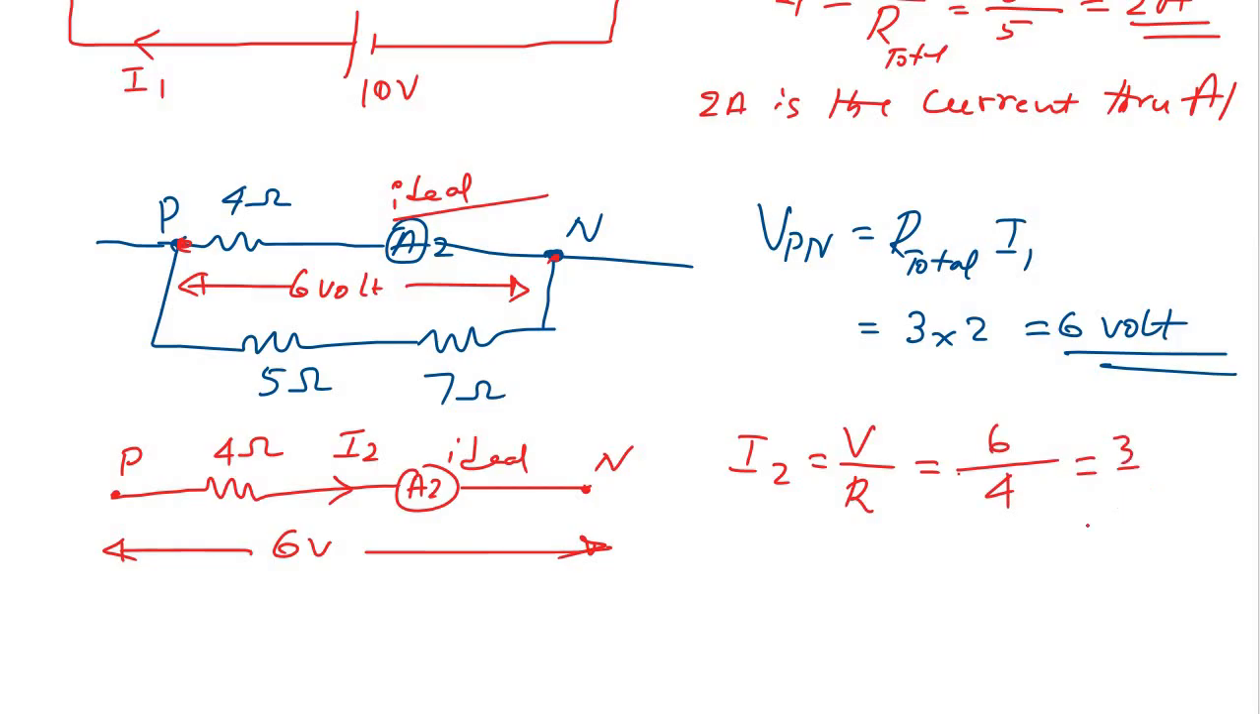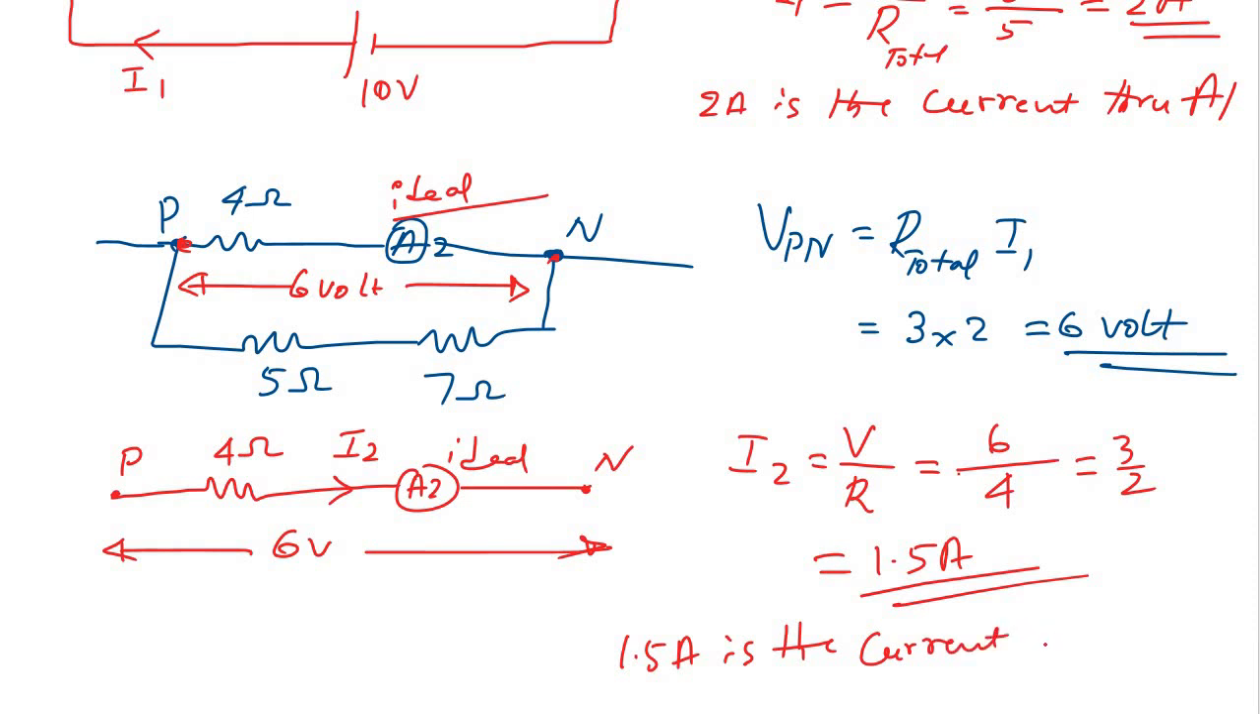So this is 3 divided by 2, right? So I2 is 3 divided by 2. We are getting I2 is 3 divided by 2, which means 1.5 amps. So this is the current which is flowing through A2. So 1.5 amps is the current through A2. So we got this answer also, right? We got the current flowing through A2.